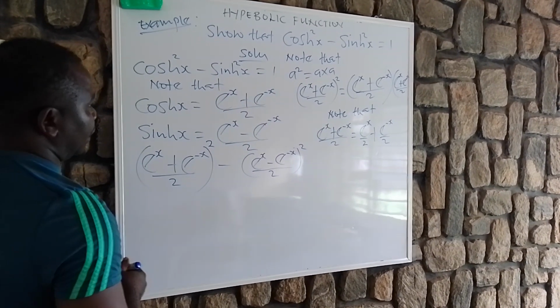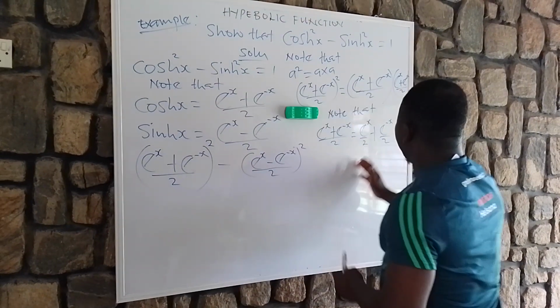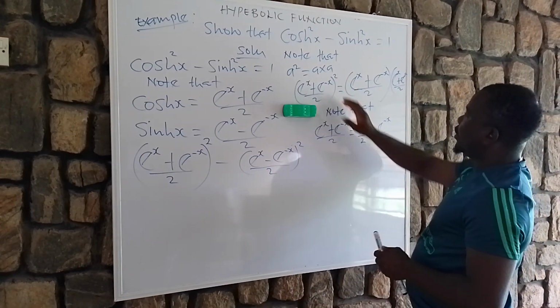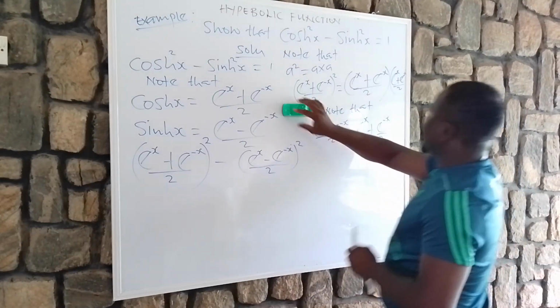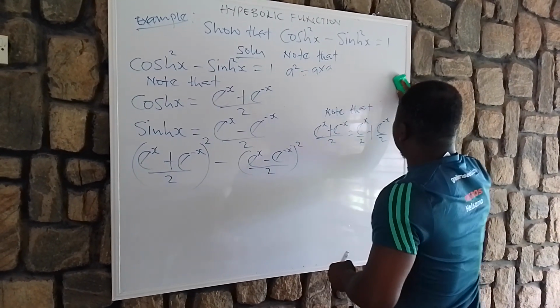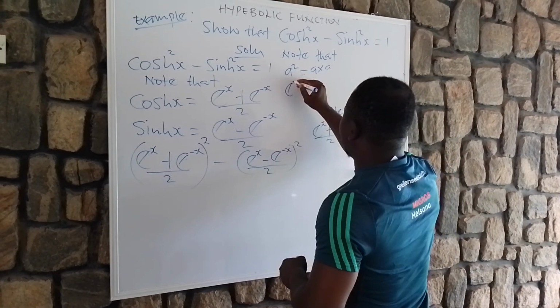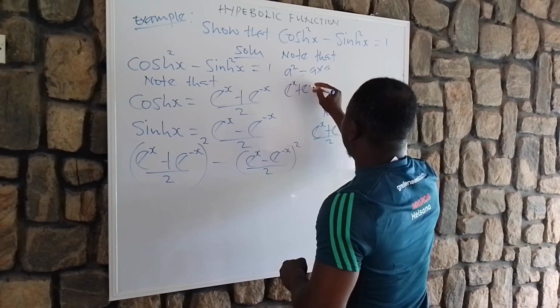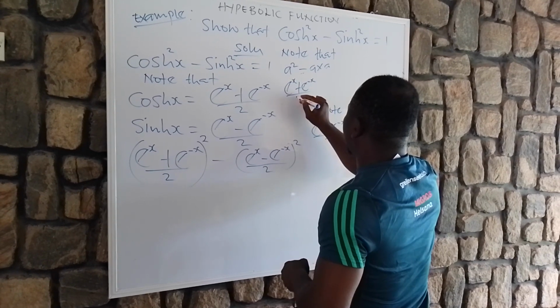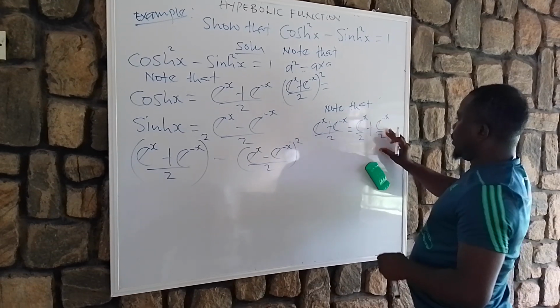So if you agree with me, let's do it here. If we have 2 brackets of this, okay, let's do it together. It means if we have exponential x plus exponential minus x all over 2 all in square, we are going to write it this way.